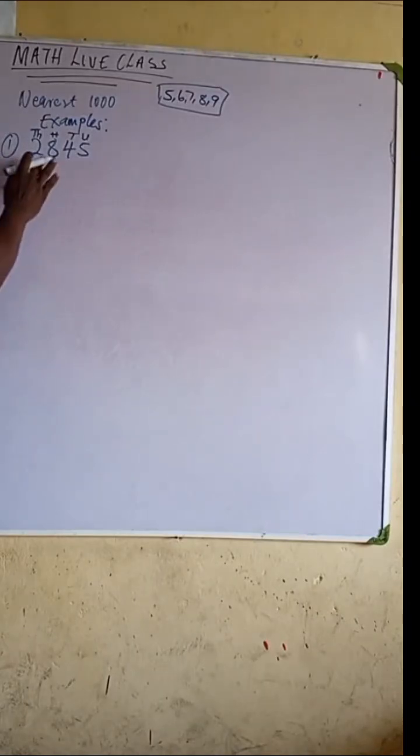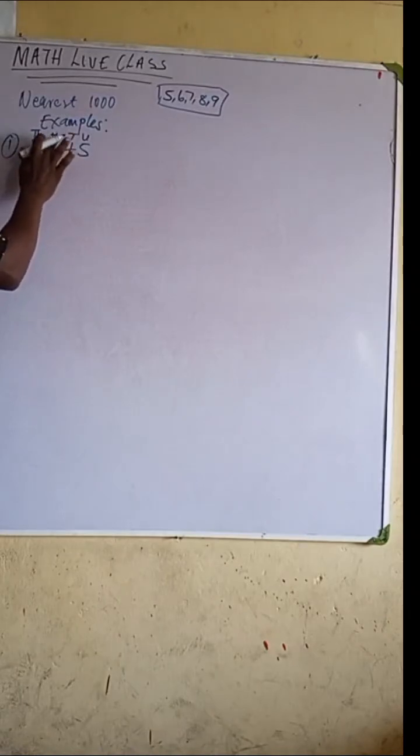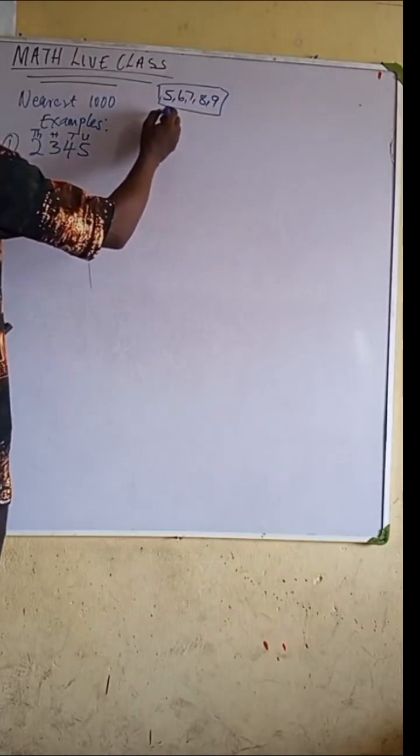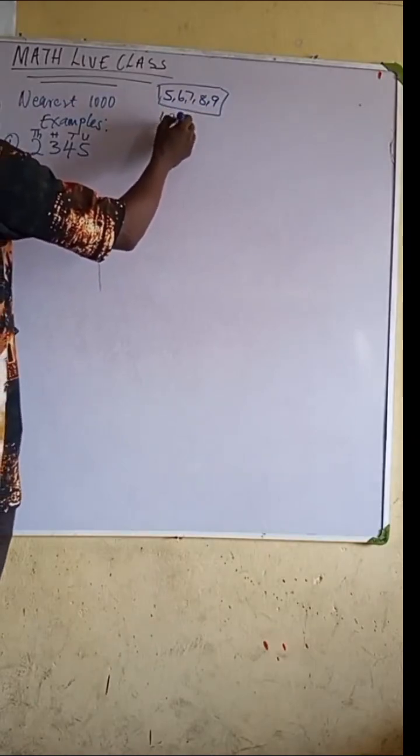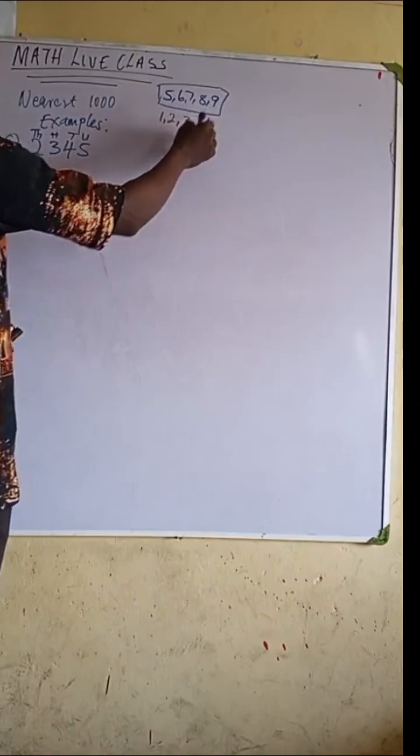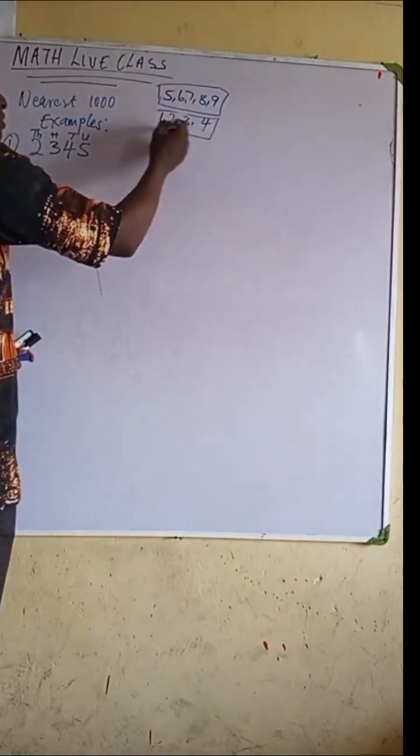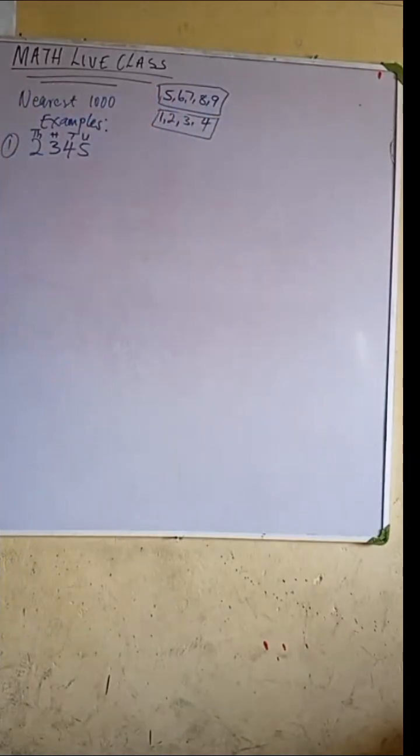But let's replace this one first. Let's start with a simple one. Let's have something like 3 here. So what are we going to do? We now say that the number you are considering, if it is less than 5, something like 1, 2, 3, 4, if you have any of these numbers, that means the one you are rounding up to remains the same.